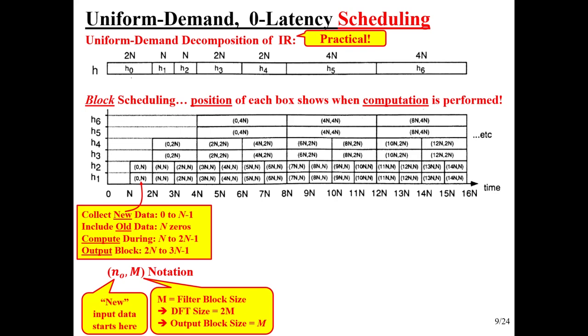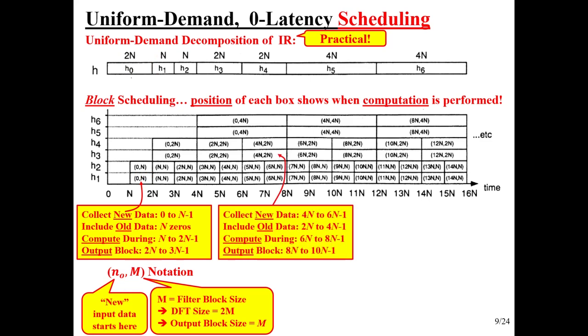The output block goes from 2n to 3n minus 1 because H1 starts 2n in, right? So that's where that thing would start. And the output size would be whatever is there. So it's n samples starting at 2n. So that's how we figure this out.